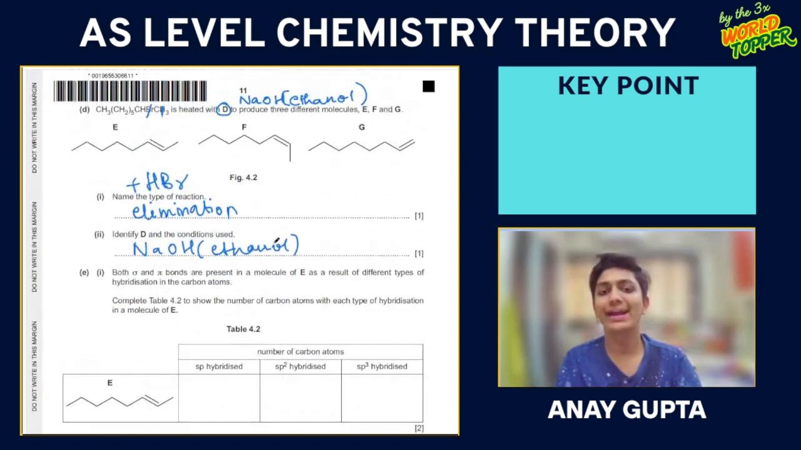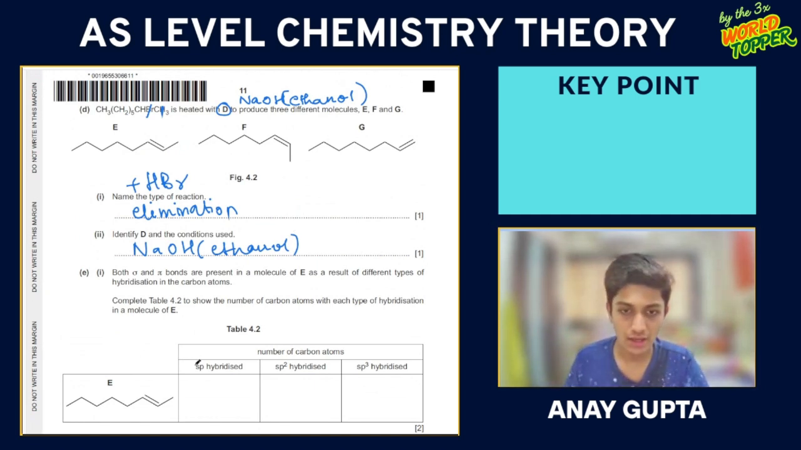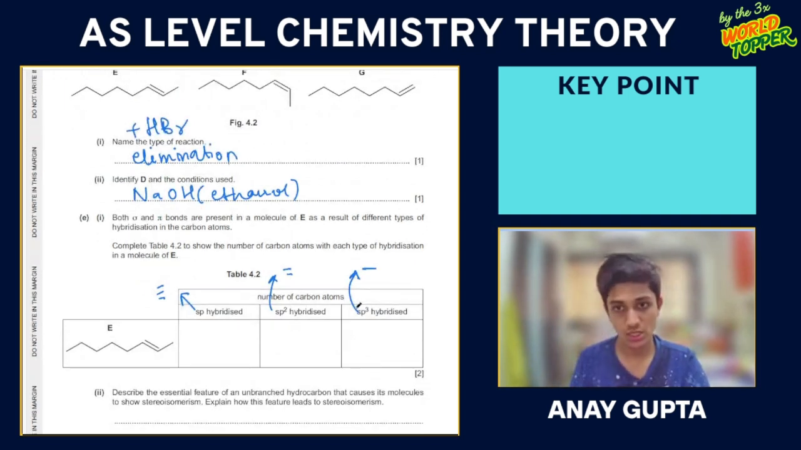Next, both pi and sigma bonds are present in a molecule of E. Complete the table to show the number of carbon atoms with each type of hybridization in one molecule of E. So sp hybridized, okay, will mean that there's a triple bond. sp2 hybridized will mean there's a double bond, and sp3 hybridized will mean there's a single bond, okay, with carbon-carbon bonds. So we need to identify the number of carbon atoms. Okay, we don't need to write the number of sigma and pi bonds.